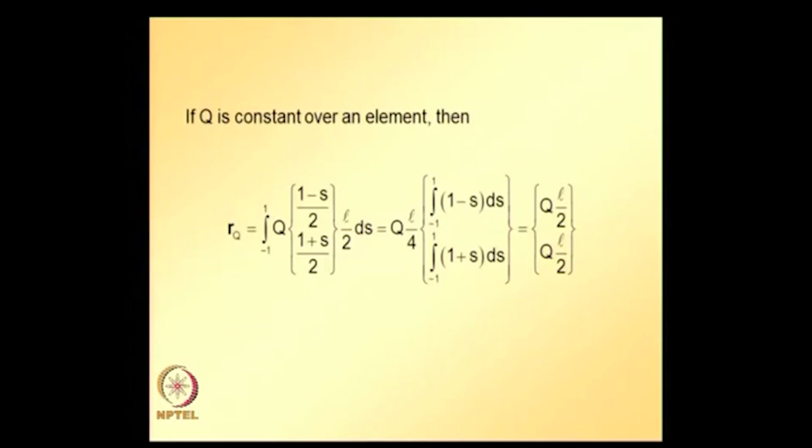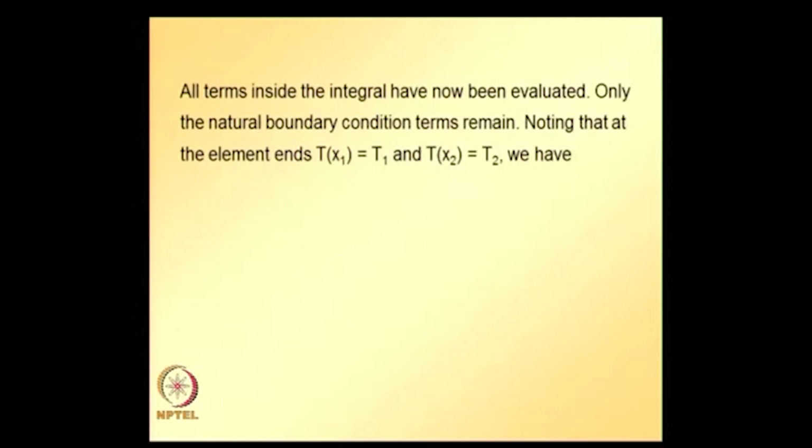So now all the terms appearing inside the integral of the equivalent functional are evaluated, and only the natural boundary condition terms are remaining. We will look into those, noting that T evaluated at x1 is equal to T1, and T evaluated at x2 is equal to T2. The boundary terms can be written in this manner.